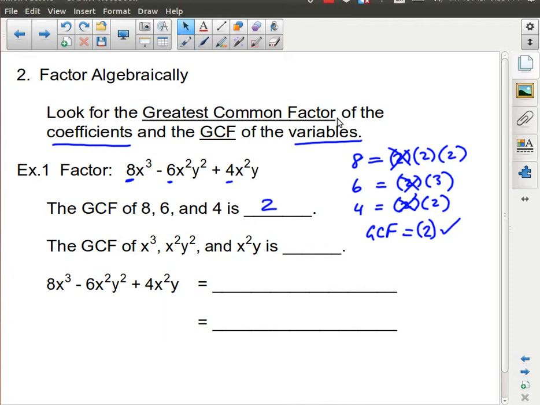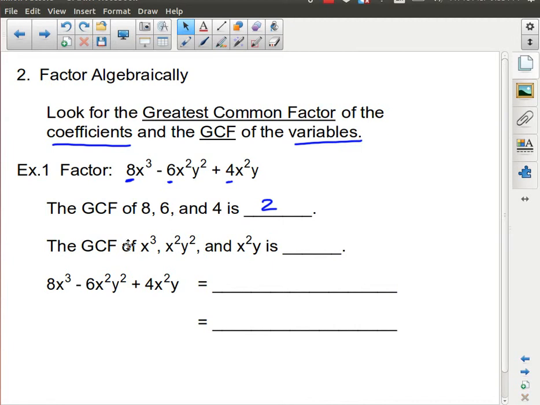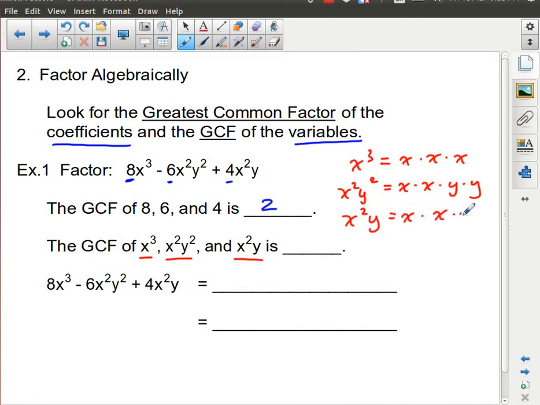And this is also the reason why we looked at this when we were factoring variables into their representation of primes. So x cubed, x squared y squared, x squared y. So what is x cubed? That's x times x times x. What is x squared y squared? That's x times x times y times y. And what is x squared y? That's x times x times y.